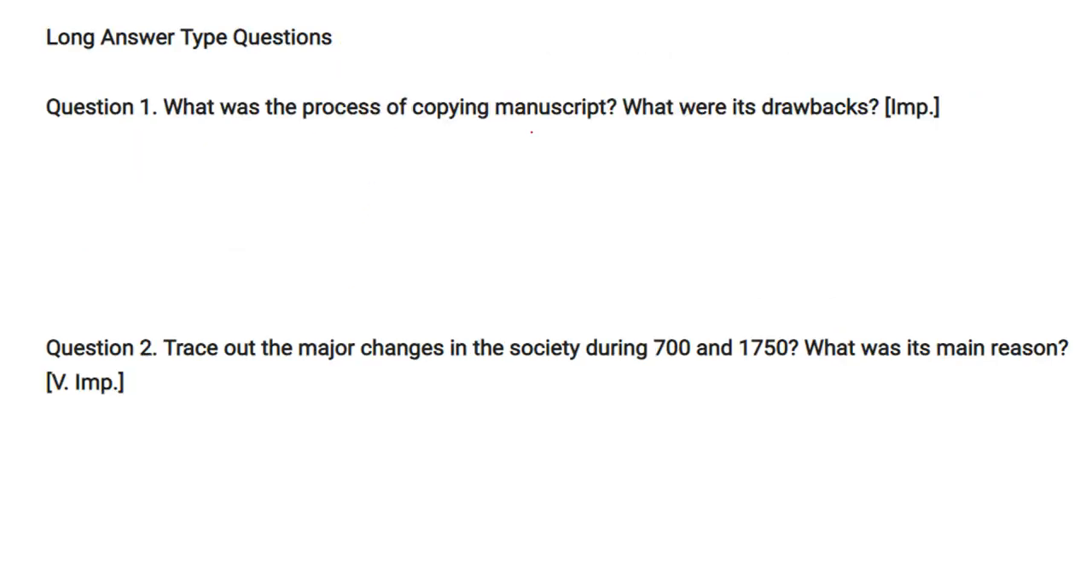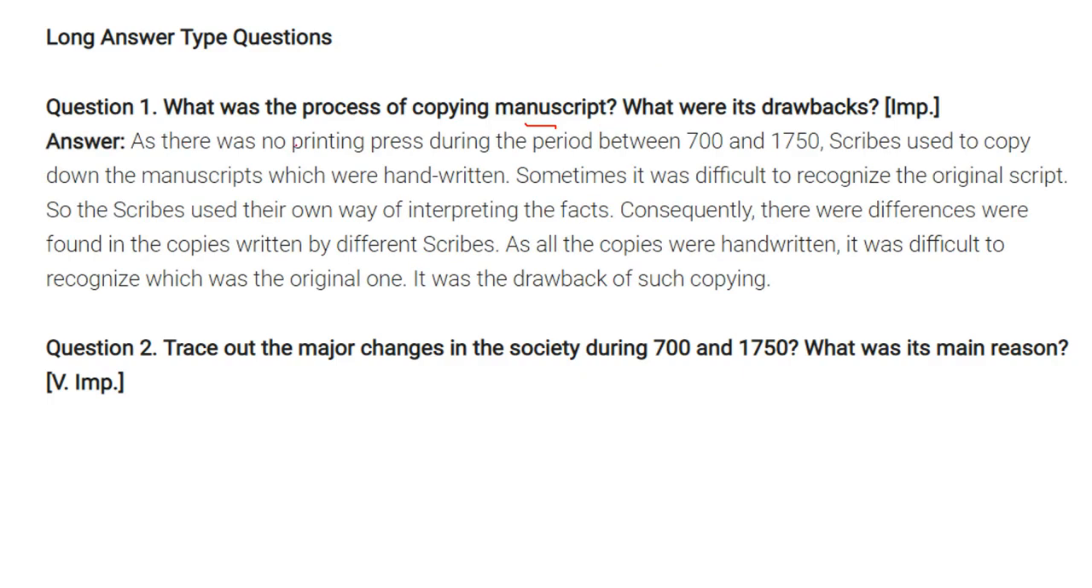What was the process of copying manuscripts? What were its drawbacks? As there was no printing press at that time, between 700 and 1750, scribes used to copy down the manuscripts, which were handwritten. Sometimes it was difficult to recognize the original script, so the scribes used their own way of interpreting the facts. Consequently, there were differences found in the copies written by different scribes. As all the copies were handwritten, it was difficult to recognize which was the original one, and that was the drawback of such copying.